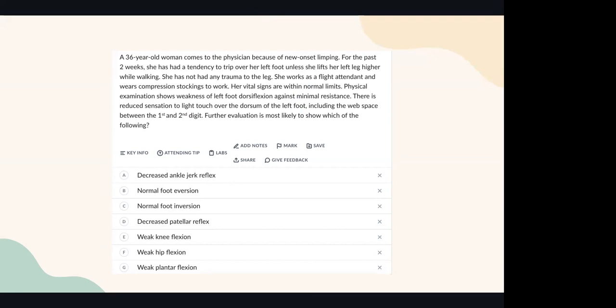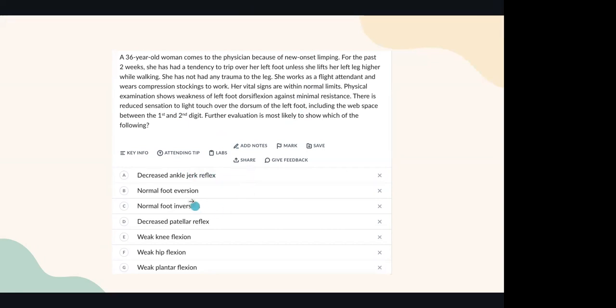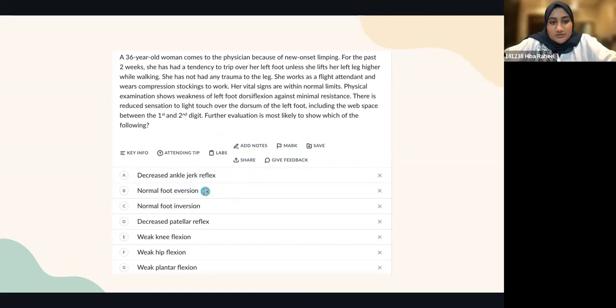It could be present or absent, right? It's not saying, it's just asking us, when you physically examine the patient, what would you see? So decreased ankle jerk reflex, would that be reduced? Ankle jerk reflex, no, right? Normal foot inversion. I think it's C.